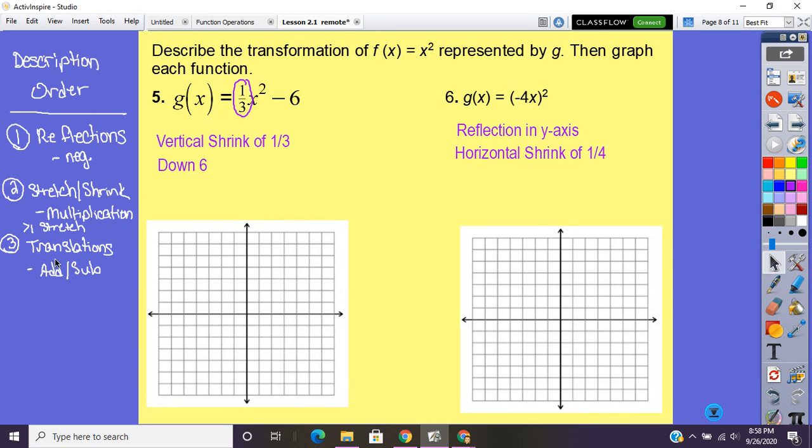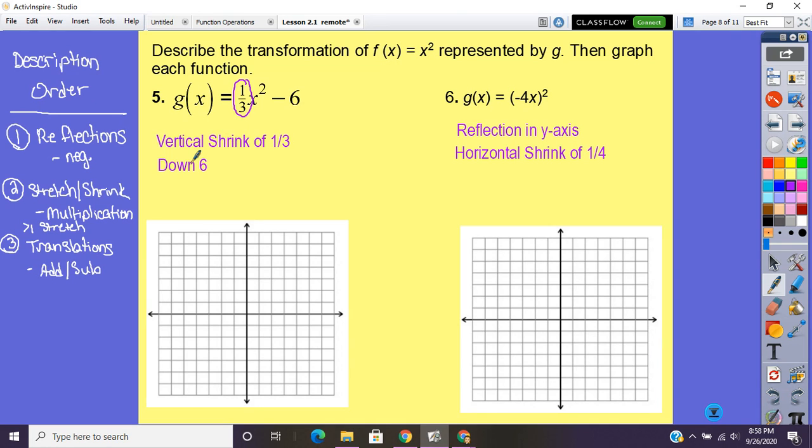Do I have any addition or subtraction? No, so I don't have any translations. So here are your descriptions. The next thing we're going to do is actually graph these. You can do this by using your graphing calculators or Desmos, whatever makes the most sense, once again.